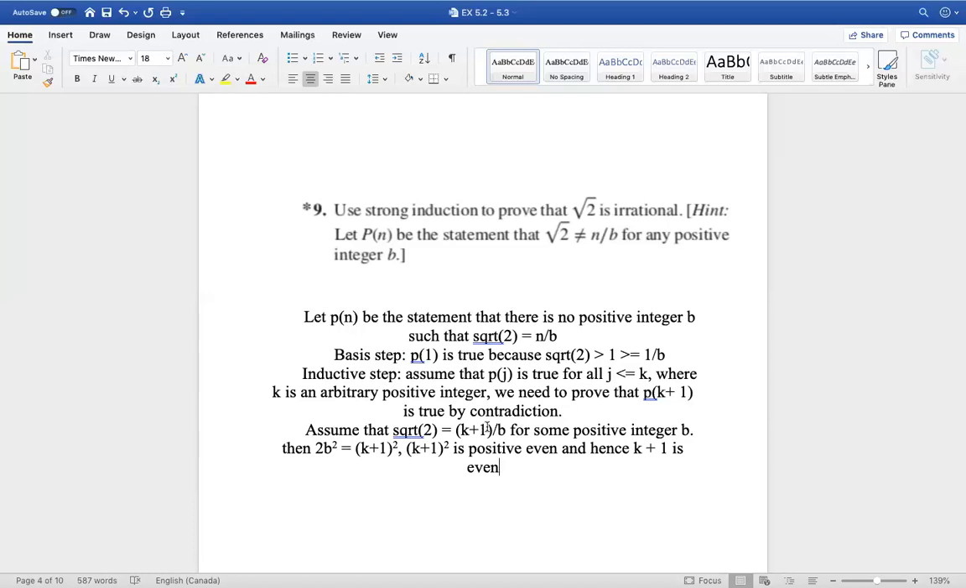Miss, why did you change it to k plus 1 squared? Because here we assume that square root of 2 equals k plus 1 over b, because we want to prove this in the inductive step, just like in the inductive hypothesis. We're trying to remove that square root, to simplify it.